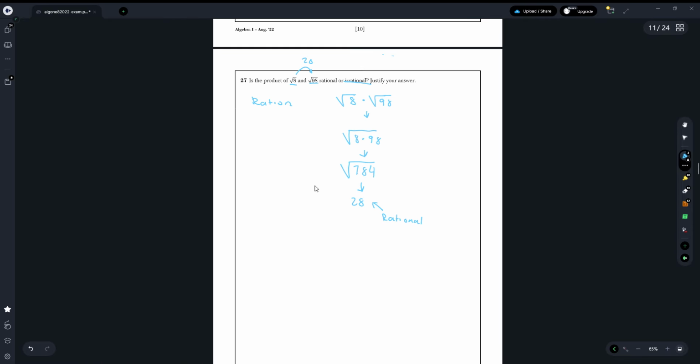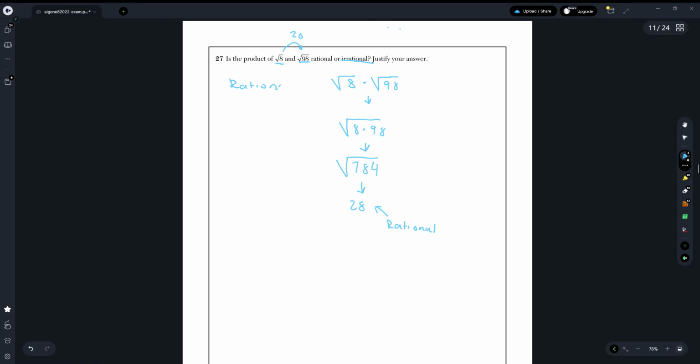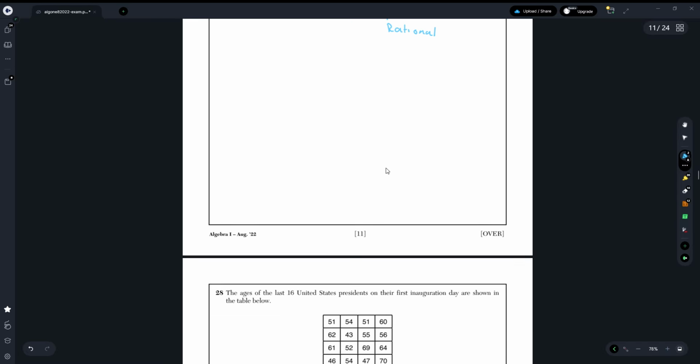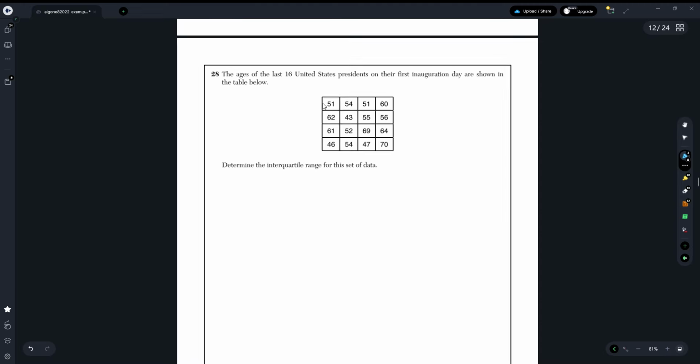Right, so there's my justification. And I'd say that it's rational. That's it. Right, so 28.